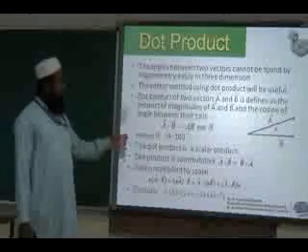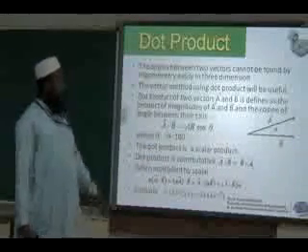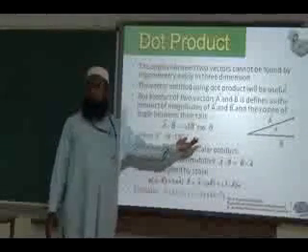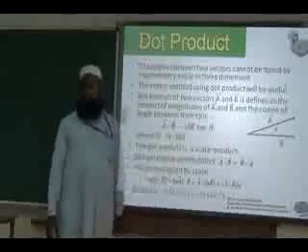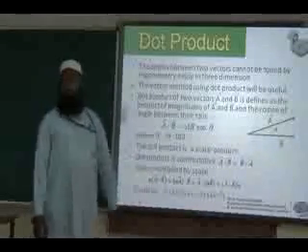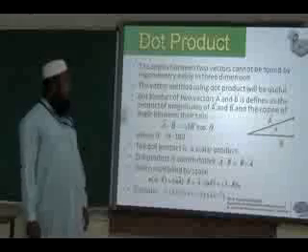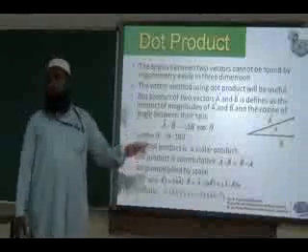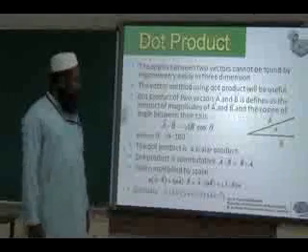So the dot product will be a scalar quantity, because A is a magnitude, B is also a magnitude, and cos theta gives a scalar quantity. So the dot product of two vectors is a scalar. And the dot product is commutative: A dot B equals B dot A. Either way you can put it.